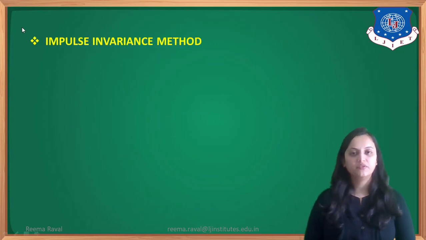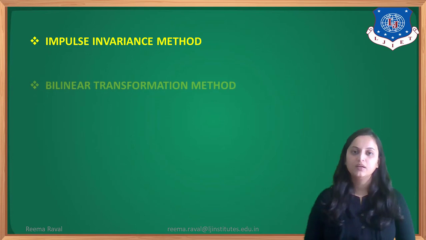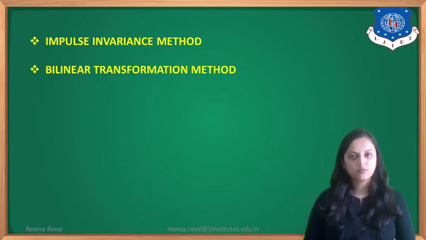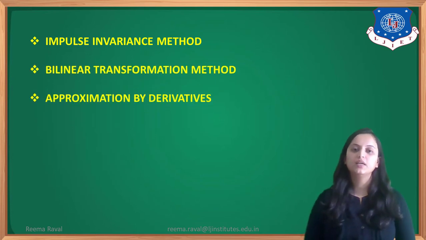As we have seen in the previous session, there are three methods of designing IIR filters. The first one is the impulse invariance method, the second one is the bilinear transformation method, and the third one is approximation by derivatives. In the previous session, we have seen a few examples based on the impulse invariance method. Now, let's start with the second method, that is the bilinear transformation method.